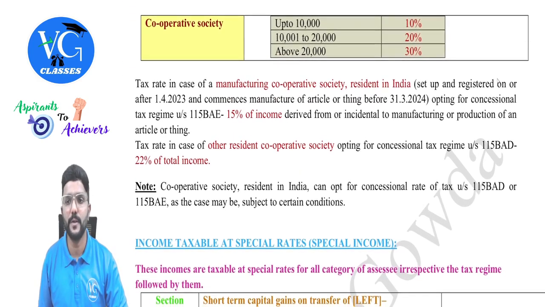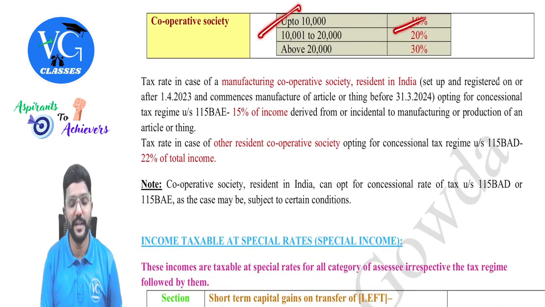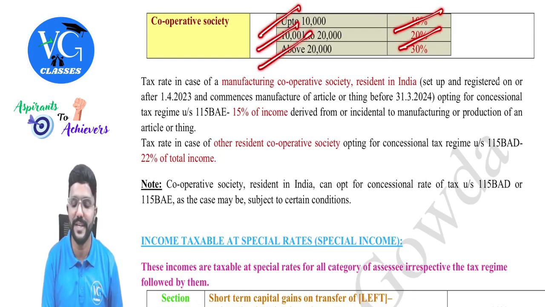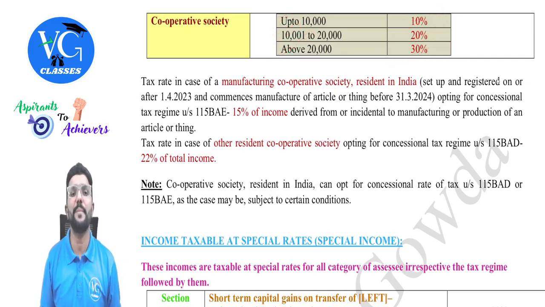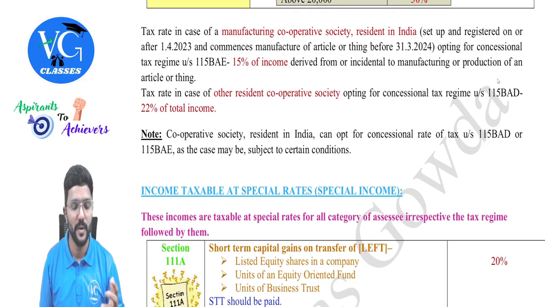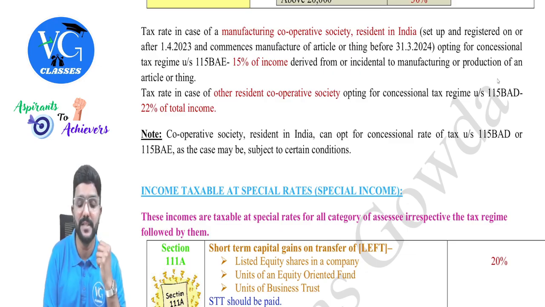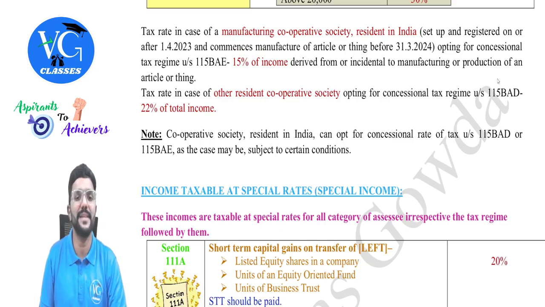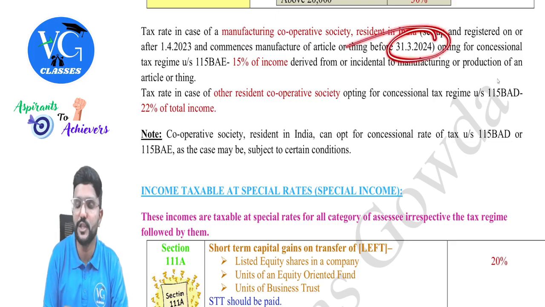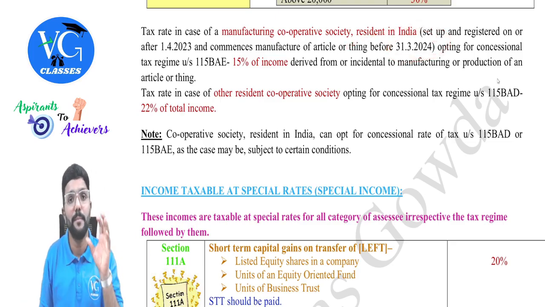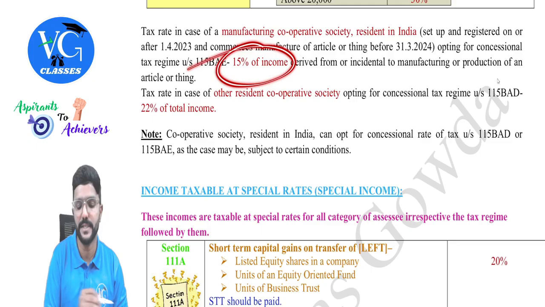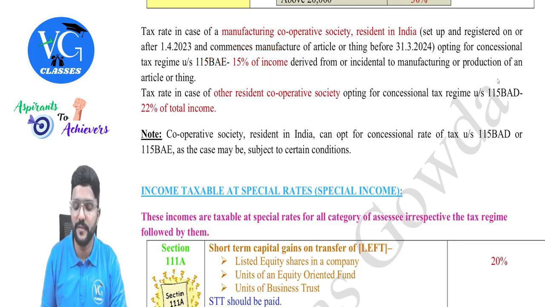Then for a cooperative society also, slab rates are applicable: up to 10,000, 10%; 10,000 to 20,000, 20%; more than 20,000, it is 30%. Even cooperative societies also have optional schemes available. What is it? I have given you. Tax rate in case of a manufacturing cooperative society resident in India, which means they have to be engaged in manufacturing, set up and registered on or after 1st April 2023, and commences manufacture of an article or thing before 31st March 2024. Guys, the time period is already over. But if they satisfy this condition, even today, the tax rate applicable for them would be 15% of the income which they are earning from the manufacturing business, guys.